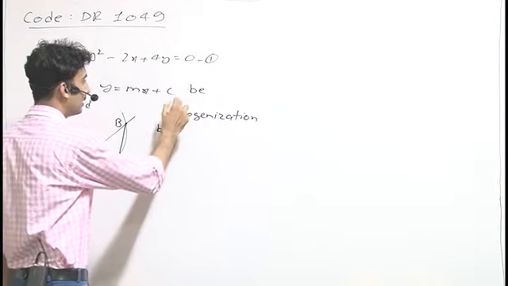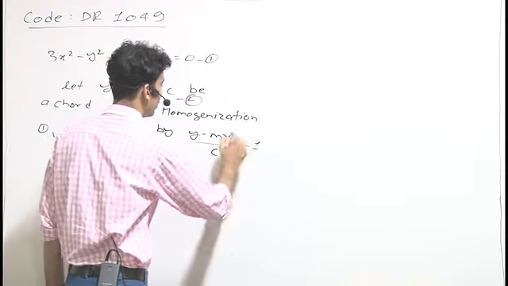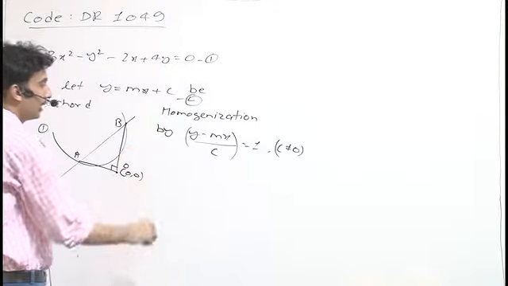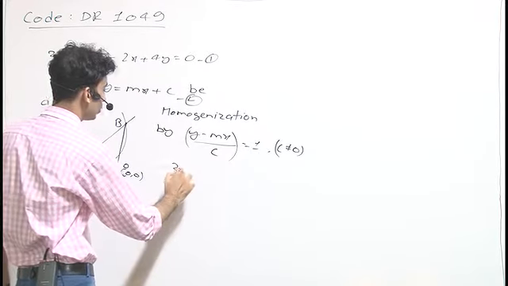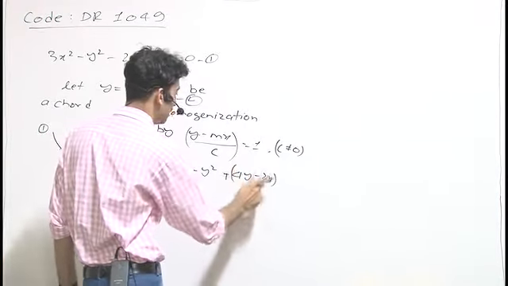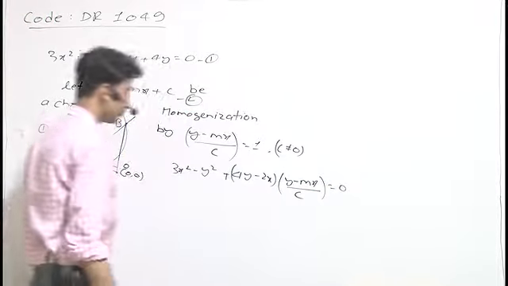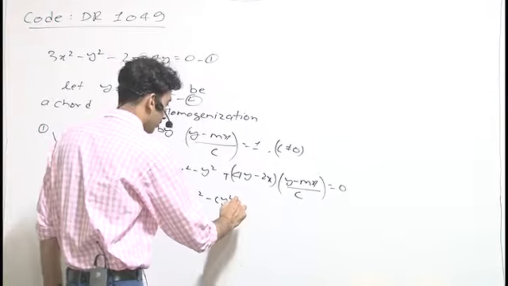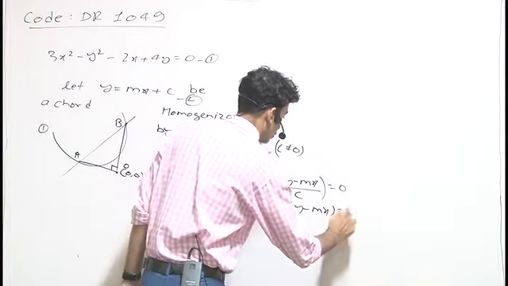By the line L, we can write (y minus mx) divided by c equals 1. Here c is not equal to 0. Now we will homogenize curve number 1 by this: 3x squared minus y squared plus (4y minus 2x) multiplied with (y minus mx) divided by c equals 0. So we will have 3c x squared minus c y squared plus (4y minus 2x)(y minus mx) equals 0.